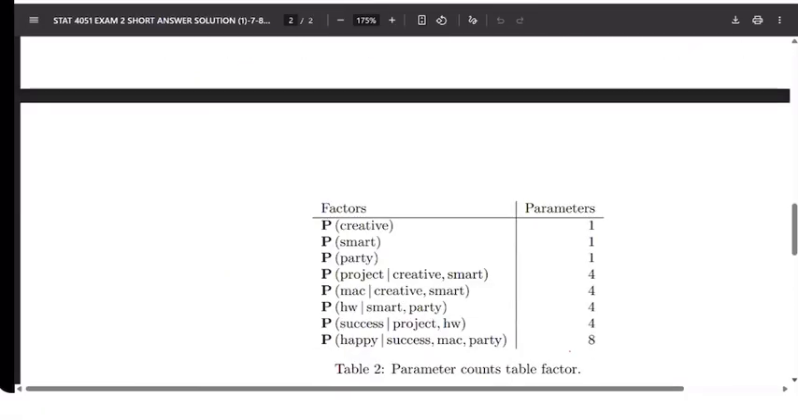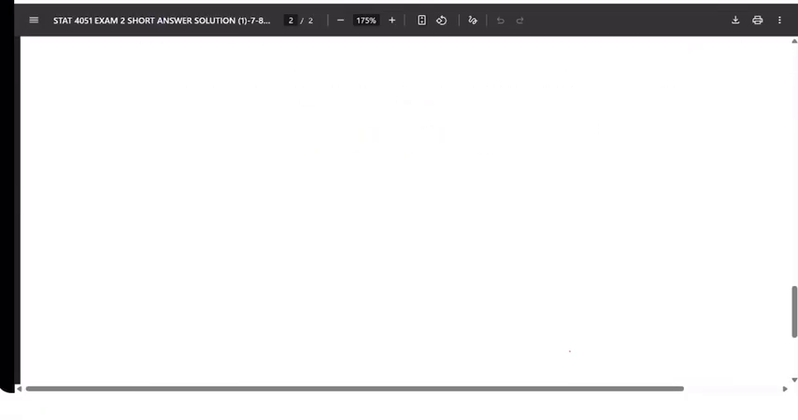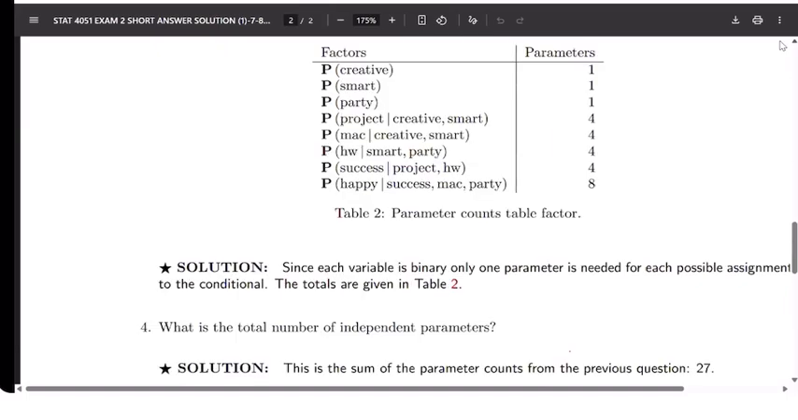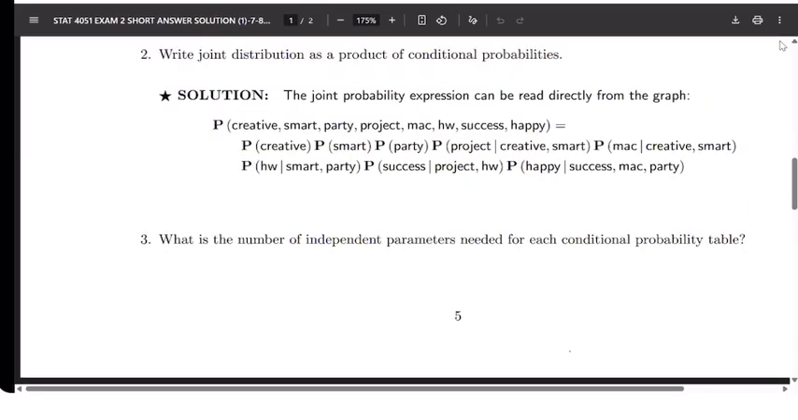If a binary depends on one binary, that would be 2. If one binary depends on 2 binary, that will be 4. If one binary depends on 3 binary, that will be 8. Does that make sense? But if I only have an unconditional situation where I have the probability of A, I have to state just one parameter. Does that make sense? Okay.